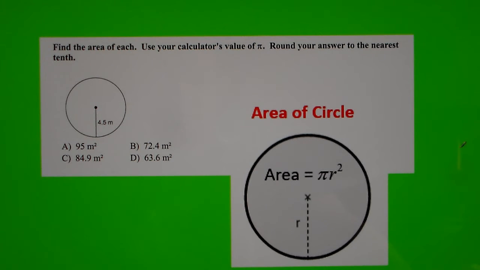Alright, next formula is the area of a circle. To find the area of each circle, you use your calculator to find the value of pi, round your answer to the nearest tenth. So if your radius is 4.5, the area of a circle is pi times radius squared. So it'll be 4.5 squared times pi. So we put that in the calculator, 4.5 squared times pi. Then we get 63.61. So when we round that, it's 63.6.